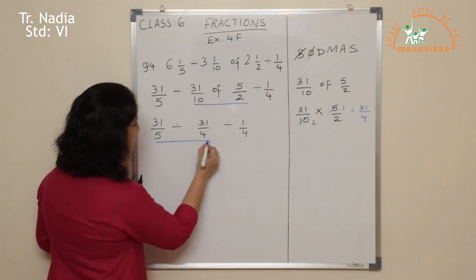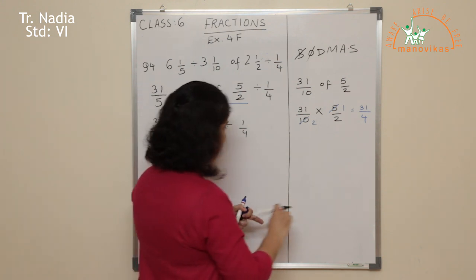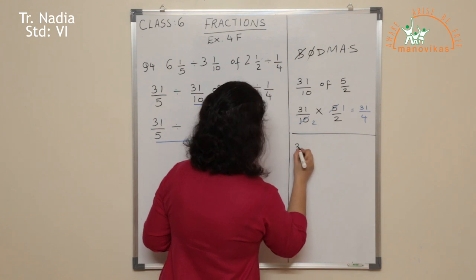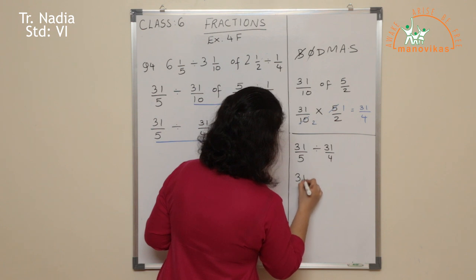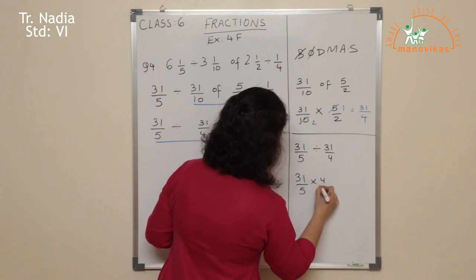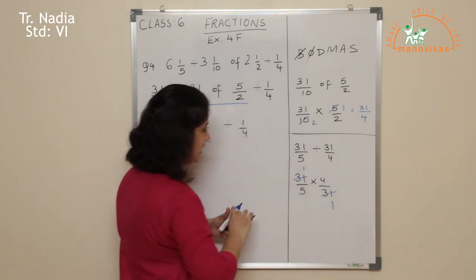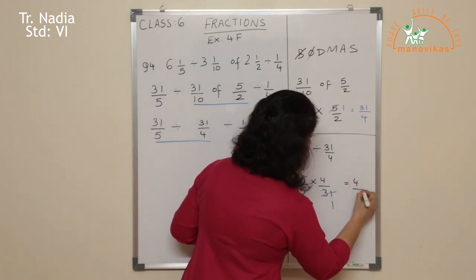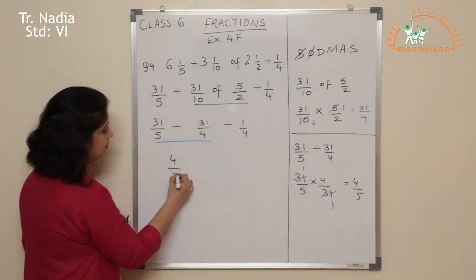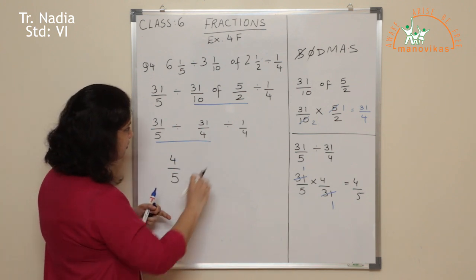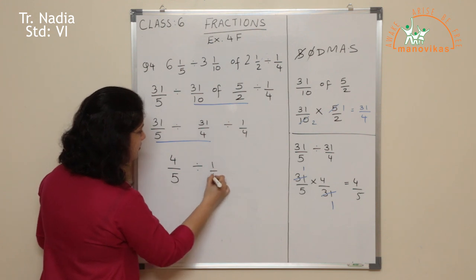Let me solve the first part first. So I'll take it in the rough column. 31 upon 5 divided by 31 upon 4. The 31 and 31 will be cancelled using the 31 times table, and I will get the answer 4 upon 5. So in place of the underlined part, I will write 4 upon 5. Then the rest of the sum remains as it is. The divide sign comes down, the 1 upon 4 comes down.